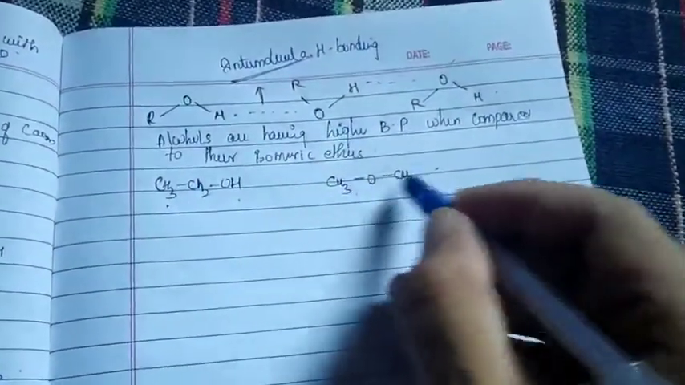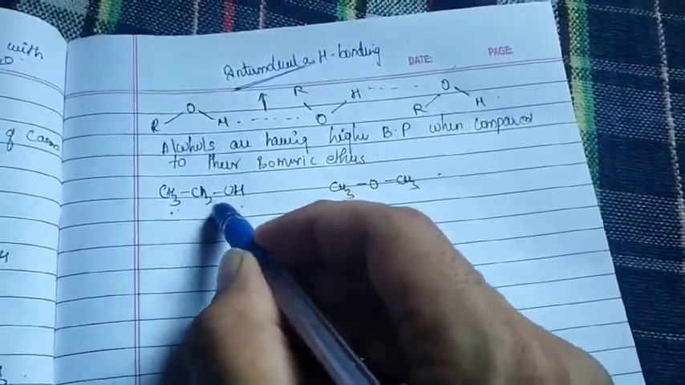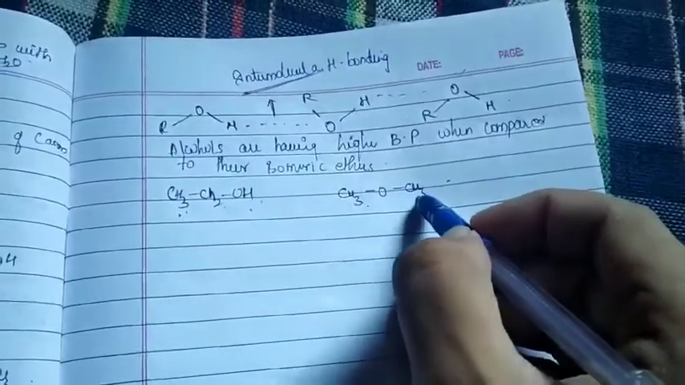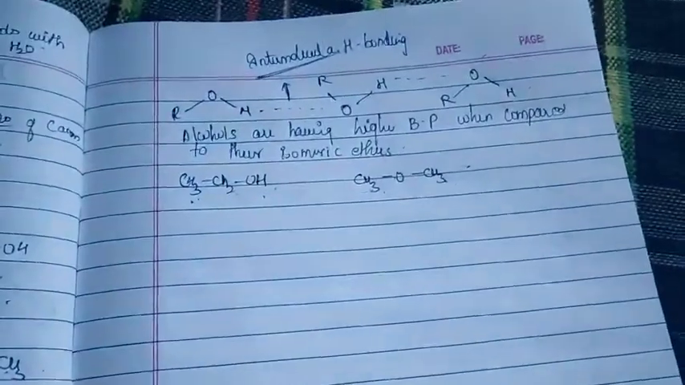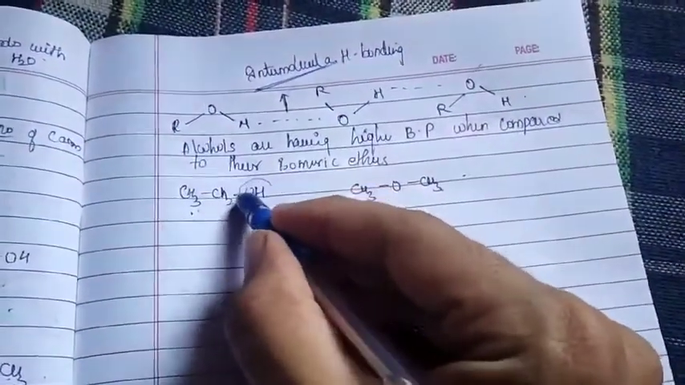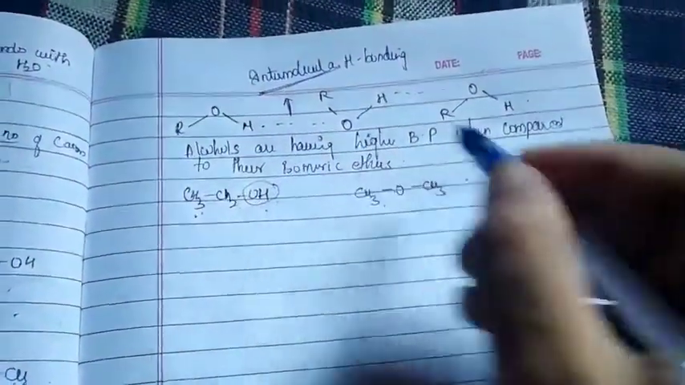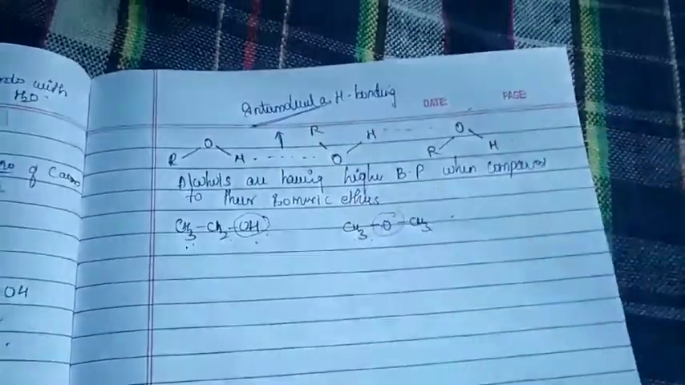2 carbons here, 2 carbons here too. How many hydrogens? 3, 4, 5, 6. Here also we are having 3 + 3 = 6, and 1 oxygen. So the molecular formula should be the same. But the only difference is what? In the first case, the functional group is an alcohol. In the second case, the functional group is an ether.